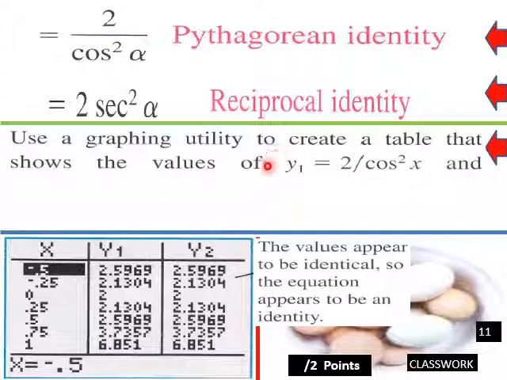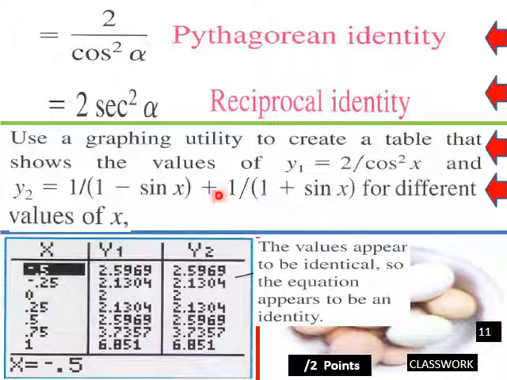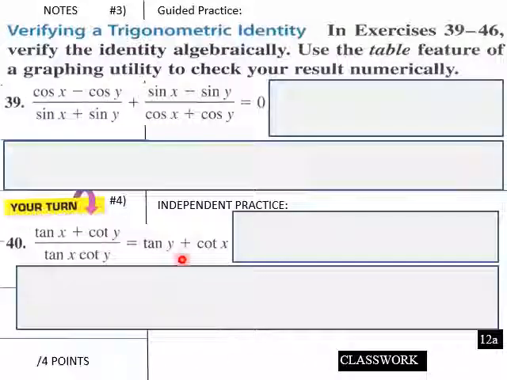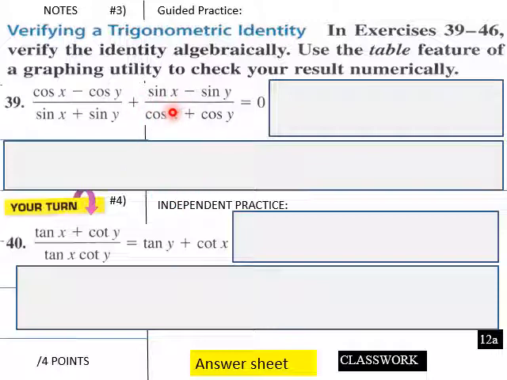Using a graphing utility to create a table that shows the values of y1, which is 2 over cosine squared x, and y2, which is 1 over 1 minus sine x plus 1 over 1 plus sine x, for different values of x. You can see here when you have y1 and y2 at -5, you have identical values. At 0.25 you do, at 0 you do. So they are basically the same function, and that verifies it. You can check it on your calculator, using the table feature of a graphing utility to check your result numerically.